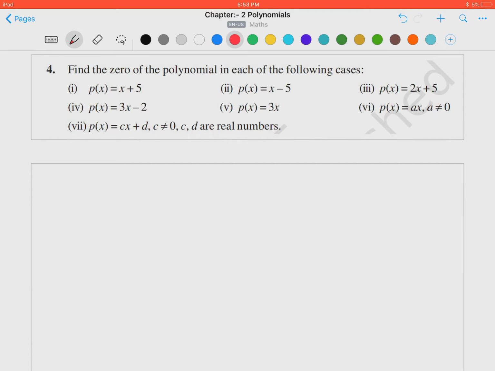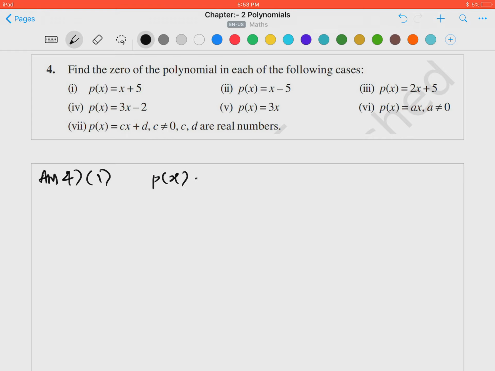Now we have to find the zero of this polynomial. This is again a very simple question. Finding a zero of a polynomial means you will equate the given polynomial equal to 0. That is what we're going to do: we'll equate the given polynomial equal to 0. So we have answer number 4, part 1.